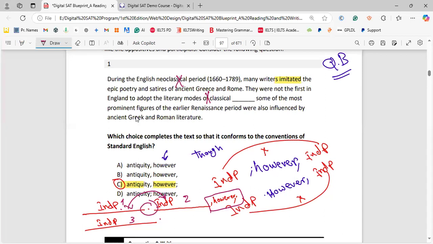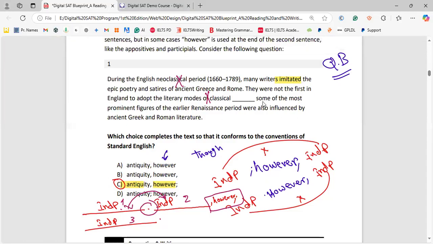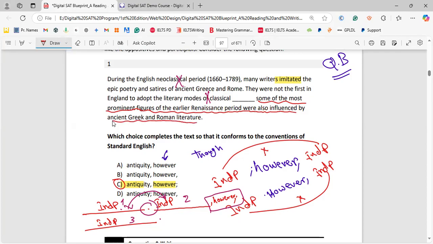Some of the most prominent figures, this is actually a continuation in meaning. Some of the most prominent figures in the earlier Renaissance period were also influenced by ancient Greek or Roman literature. This is a continuation in meaning. There is no contradiction between the third, number 3, and number 2 here. Okay? The contradiction is between number 1 and number 2, and it is shown to us by this final "however."